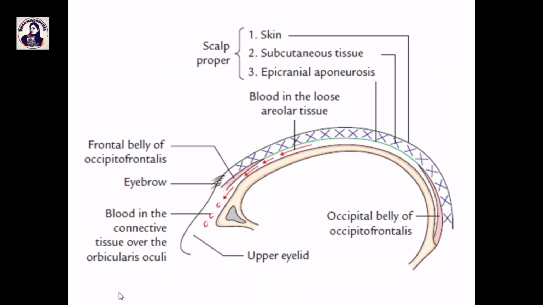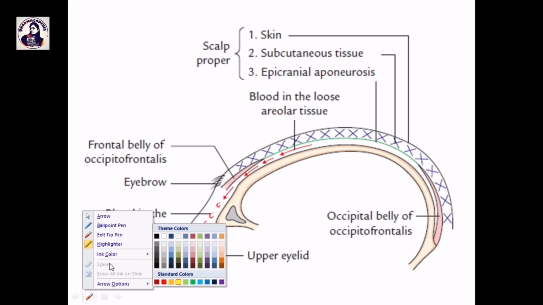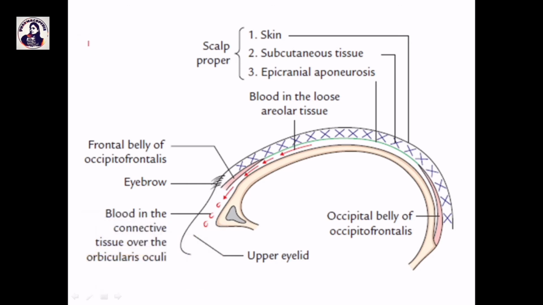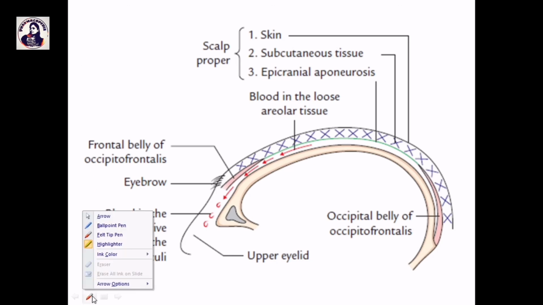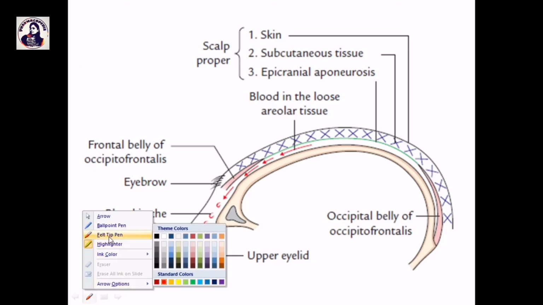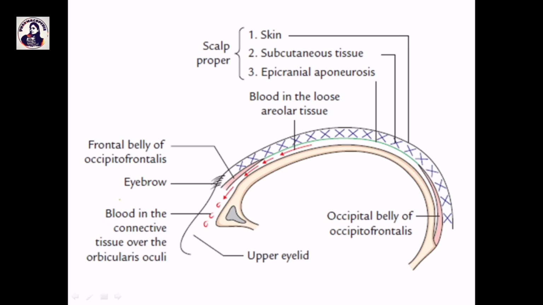So what actually happens is, I have told you that the loose areolar tissue forms the third layer. Let me select the pen. Okay, so the loose areolar tissue, what does it form?